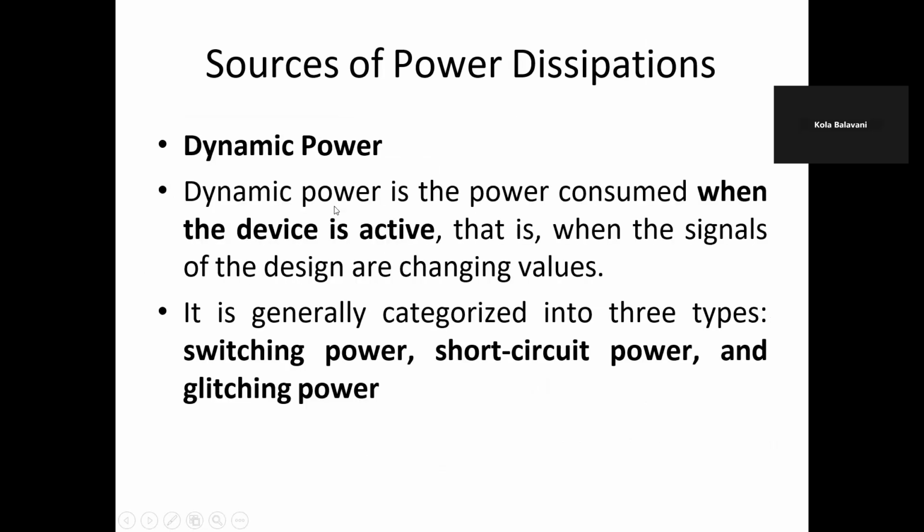Dynamic power is nothing but the power consumed by the device whenever the device is active, that is, when the signals of the device are changing their values. Dynamic power is the power consumed when the device is active, and the signals of the design are changing their values. And this is categorized into three types: switching power, short circuit power, and glitching power.